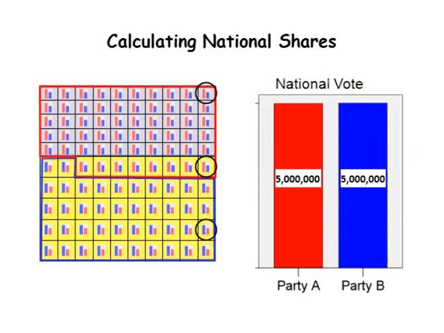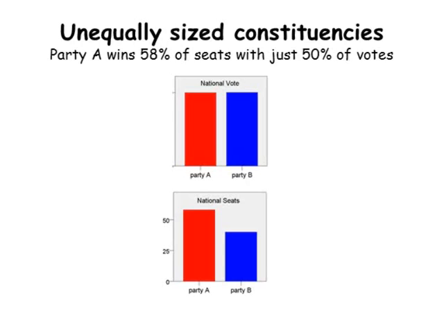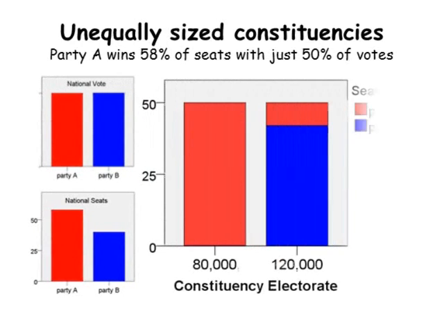So we've been up all night, we've been watching the results coming in, and unbelievably at the end of the day, Party A wins 5 million votes and Party B wins 5 million votes also. It's a dead heat in terms of the national vote share. But of course, as you all know, the national vote share does not determine seats in the House of Commons. So, because we've got unequally sized constituencies, Party A has won 58% of the seats with just 50% of the votes. So there's the national vote, and there's the national seats.